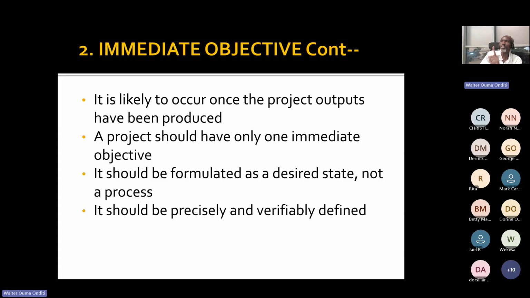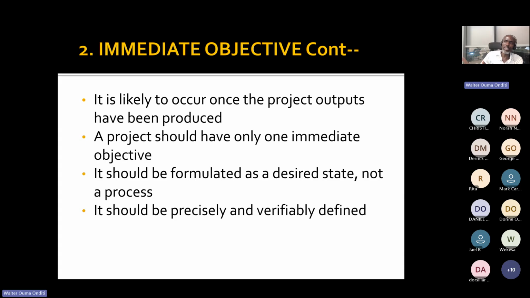A project should have only one intermediate objective. Maybe yes or no, that is debatable, but for now I'm saying one. But remember, you are not confined to that, depending on what you intend to deliver. But critical to this, again, pause here a bit, look at the framing of the impact, and then look at the framing of the outcome, what I'm calling the immediate objective.